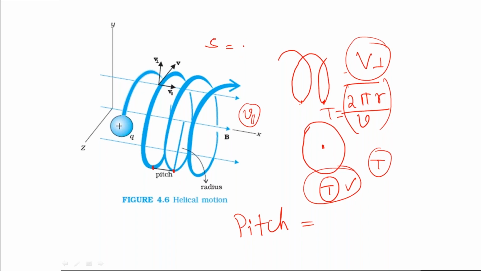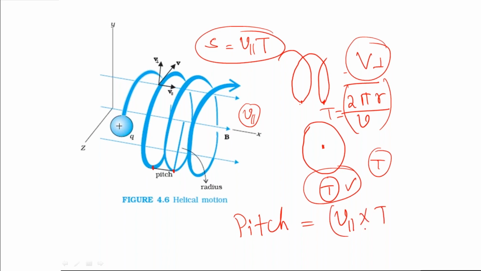This is the time period. If you know the time period of the revolution of this charged particle, then you can find the pitch, that is the linear distance traveled by the particle along the direction of the magnetic field during a complete revolution. So you will get the pitch as v parallel into time period. Then you might be thinking, sir, how to find the time period.